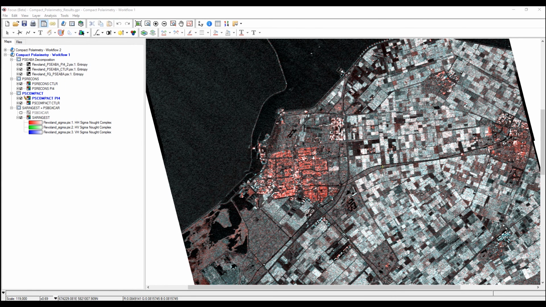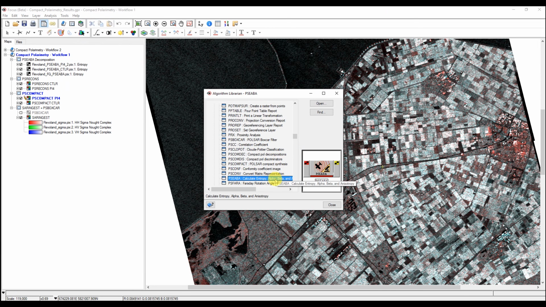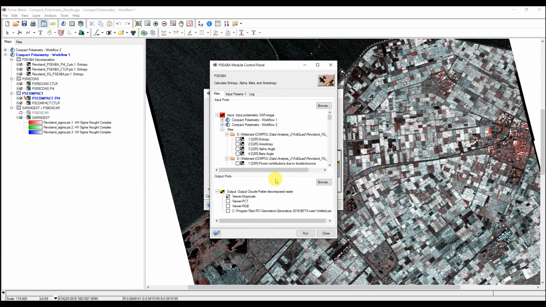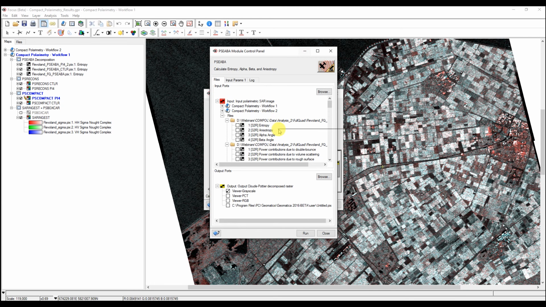So for the last part of workflow 1, what I'm going to want to do is use my pseudo full quad image, and I'm going to want to extract some decomposition parameters. And I'm going to do this using the SIBA PPF. So if I bring that up right here, the SIBA PPF is basically a Claude-Pottier decomposition method. To run this, all I need to do is specify an input, which is going to be all the available layers from my reconstructed scene, and the output.